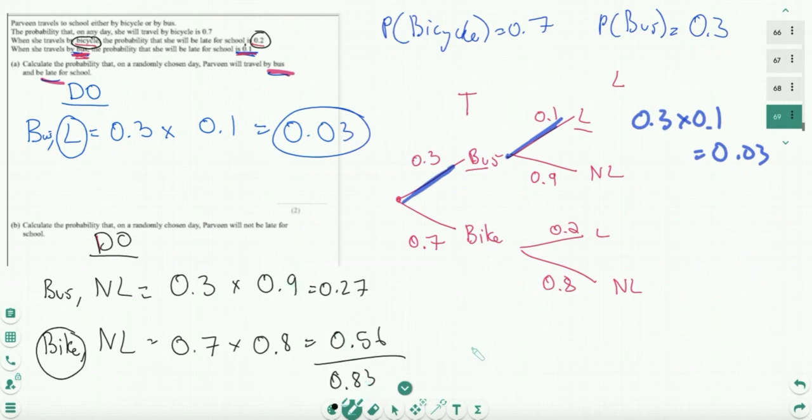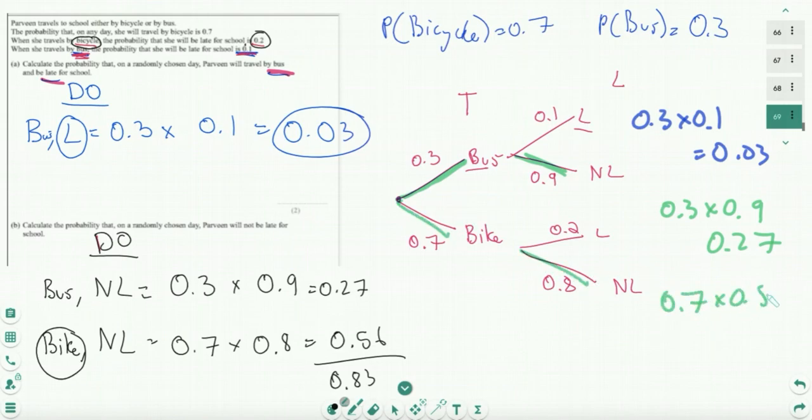Here, you can also use your probability tree, okay? Actually, the probability tree here would be easier. So, calculate the probability on a randomly chosen day Parveen will not be late for school. She can take the bus and not be late. So 0.3 times 0.9, which is 0.27. Or she can take the bike and not be late. So 0.7 times 0.8, which is 0.56. Add those together, 0.83.